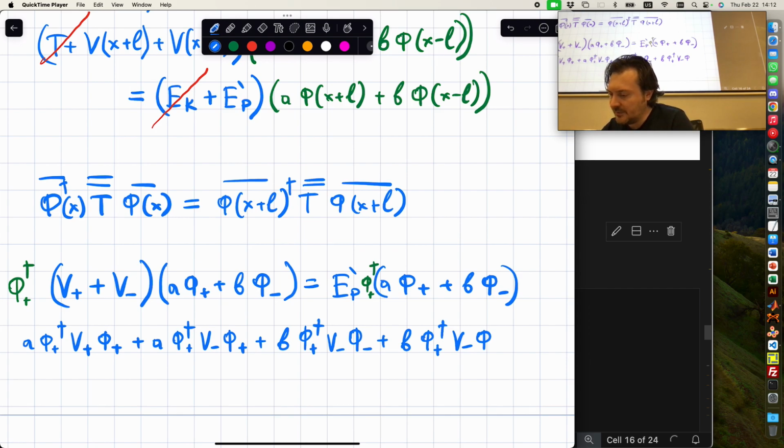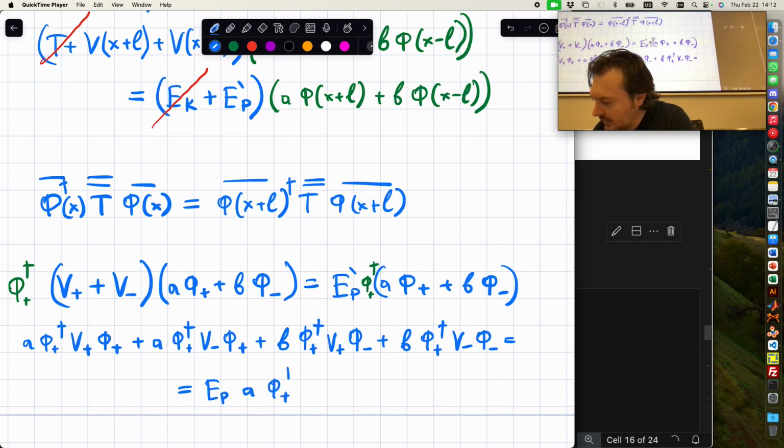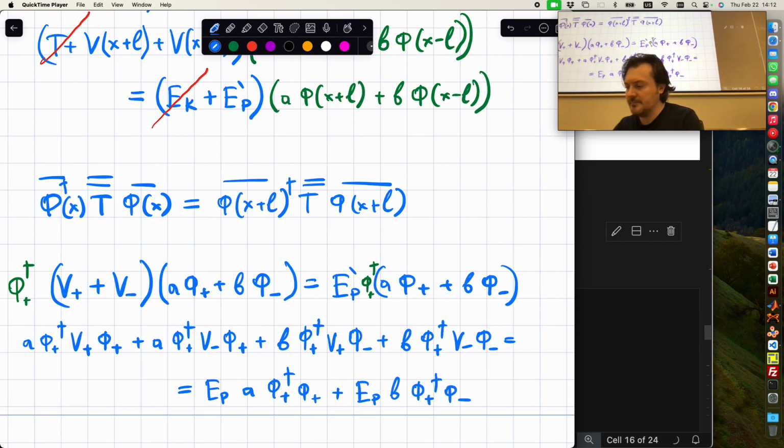Did I write the same thing twice? The first one should be plus. This one is V plus, this one is V minus. Yes. Equals E times P A times phi plus dagger phi plus, plus E times P B times phi plus dagger phi minus.